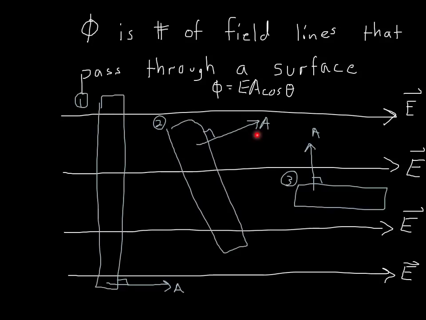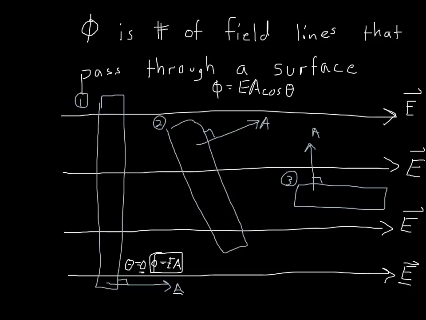So I can figure out what that angle is for each of these cases. If I look at my first case, case number 1, the angle between A and E is equal to 0. They're both going in the same direction. So my phi is going to be equal to E times A times cosine of 0, which is just equal to 1. So phi is going to be equal to E times A.